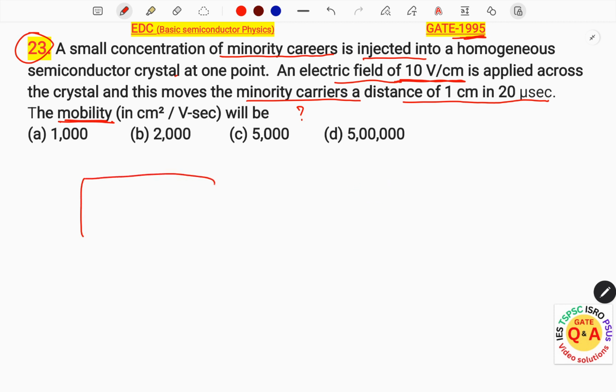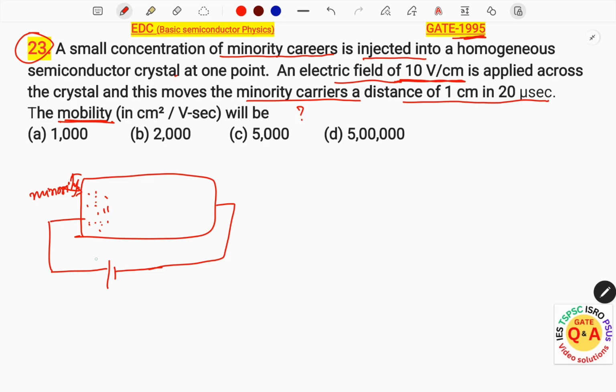Given that there is a homogeneous semiconductor bar, in this at one point minority carriers are injecting and an electric field is applied to this semiconductor. Then it moves the minority carriers a distance of 1 centimeter in 20 microseconds. Then what is the mobility of the minority carriers? We will write the given data and what we have to find.